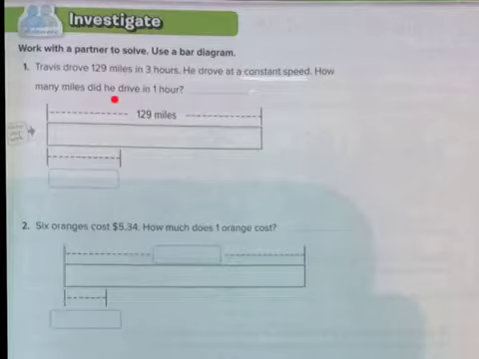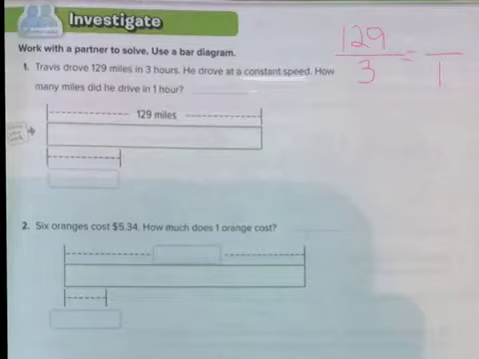How many miles did he drive in 1 hour? So really, it's just equivalent fractions that we've done in the past. As you see right here, we put the distance over time. That's how we find rate. That's how we find how quickly something can move. So we put the distance over time: 129 miles over 3 hours. Well, now we want to know 1 hour. What did we do to the 3 to make it 1? Well, we must do the same to the 129. We divided 3 by 3 to get 1. We must divide 129 by 3 to get our answer.